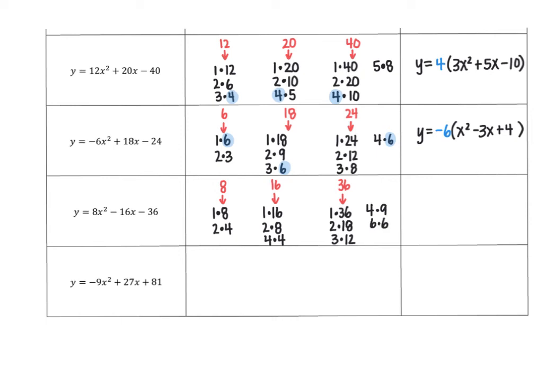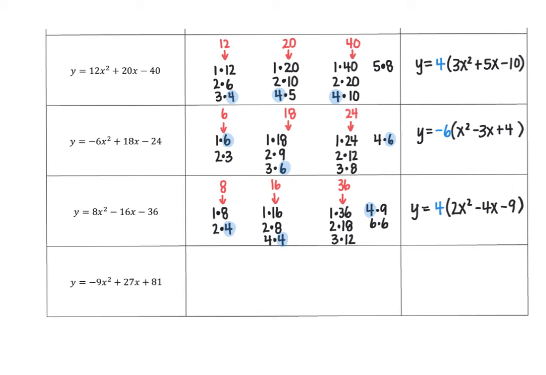Looking across all of these coefficients and their greatest common factors, we can see that the greatest common factor will be 4. So we will factor out a 4 in front of our brackets, and then inside the brackets we'll be left with 2x squared minus 4x minus 9.